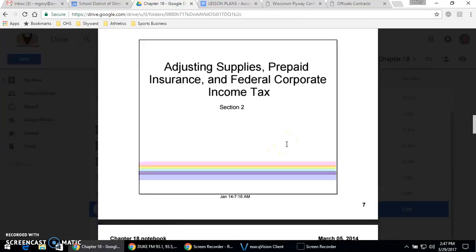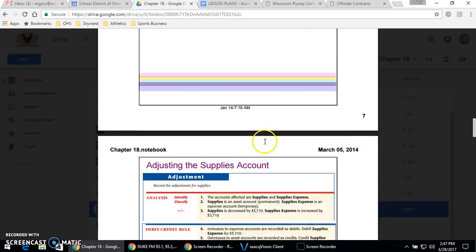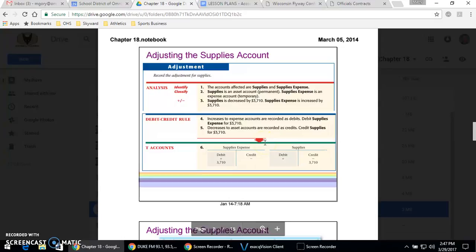Section 2 is adjusting other assets such as supplies, prepaid insurance, and federal corporate income tax. Okay, so let's take a look at how that process looks. If we are going to adjust the supplies account, we have to realize that the supplies that we have at the beginning of the accounting period are not going to match the amount of supplies that we have at the end. So we take a physical count, we determine what we have, and then we have to adjust the account accordingly. In order to adjust the account, we have to show whether the supplies account increases or decreases in balance over the course of this fiscal period.